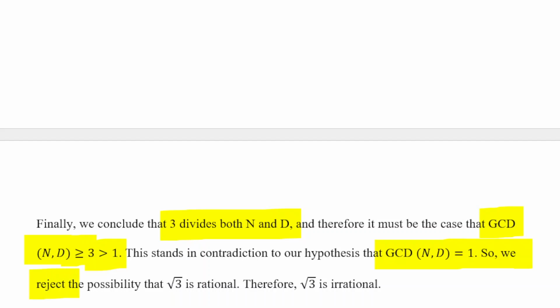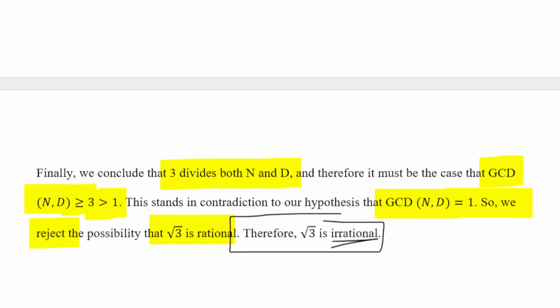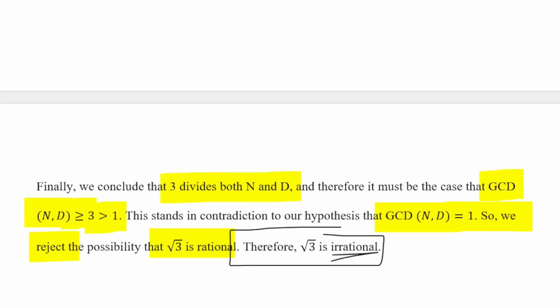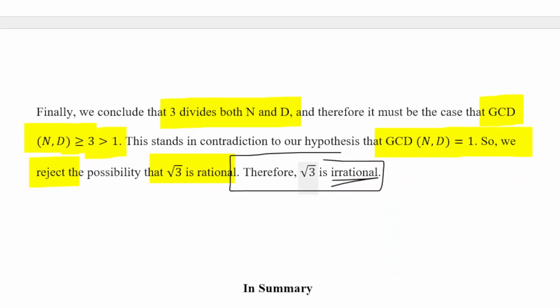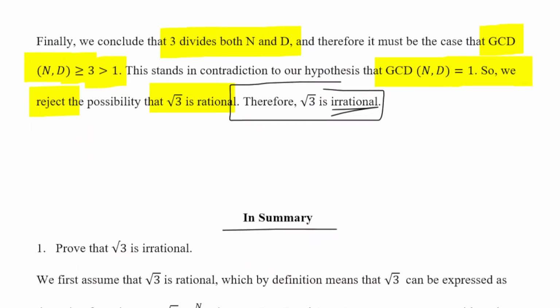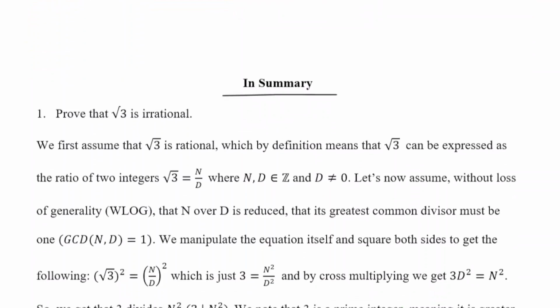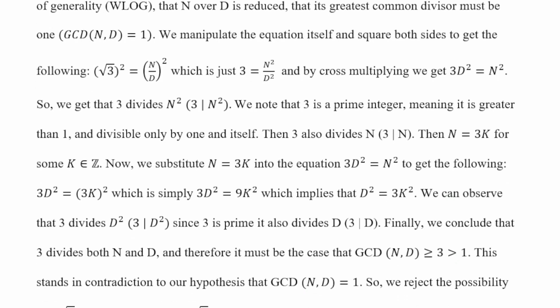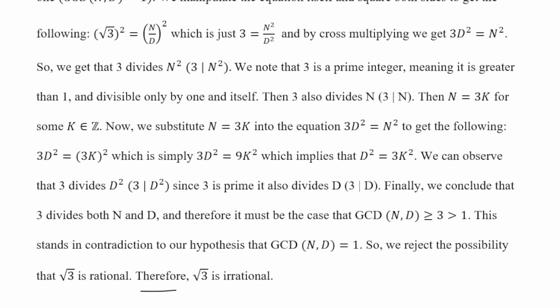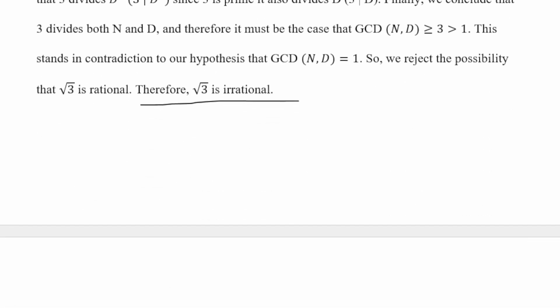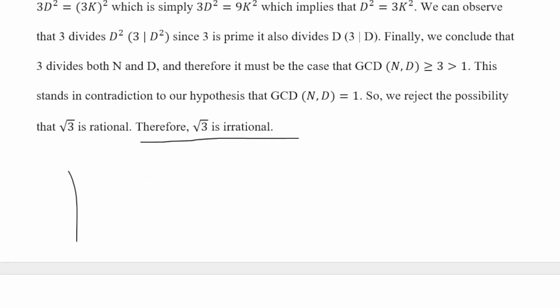So, in this case, we reject the possibility that the square root of 3 is rational. And so, we've come to the conclusion that the square root of 3 is irrational. And that concludes the proof. If you want a summary of this, here is a summary of the proof with all the details together. Prove that the square root of 3 is irrational, and we've mentioned all of this throughout the video. Notice that again we end up with the square root of 3 being irrational, and that concludes my presentation.